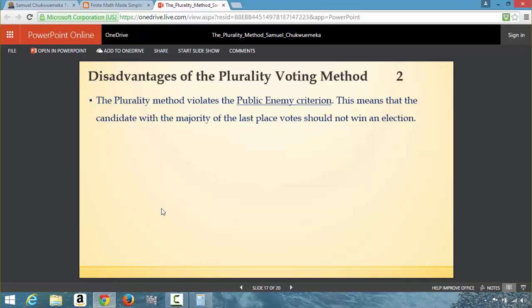So that is known as the public enemy criterion. The public enemy is the candidate that has the majority of the last place votes. That's the public enemy candidate.